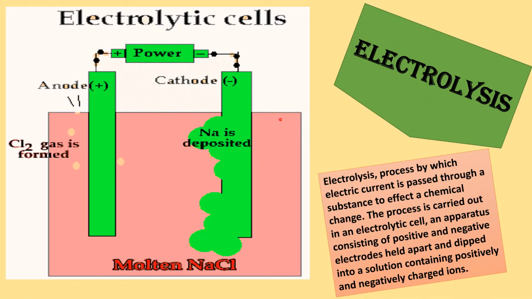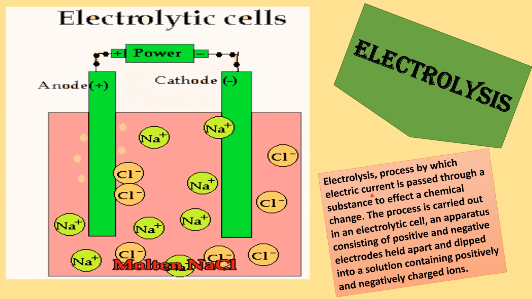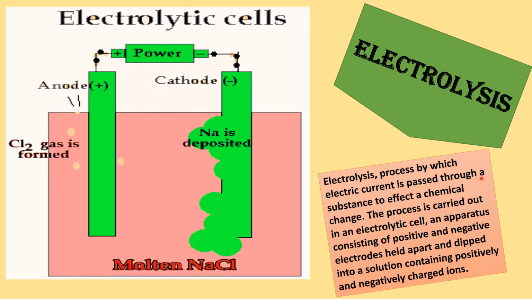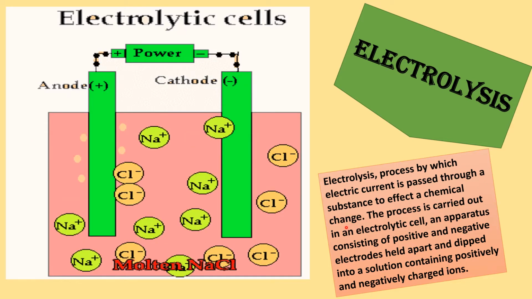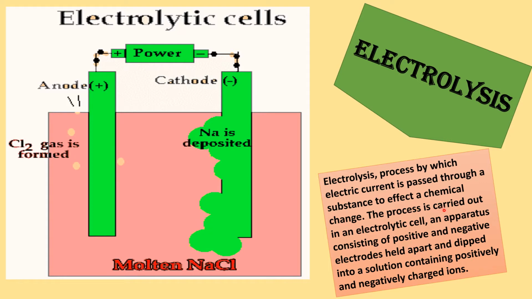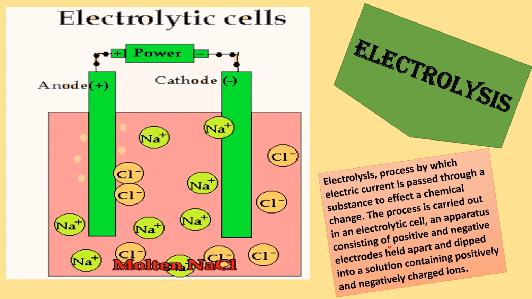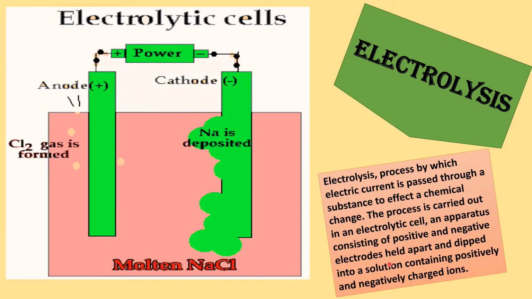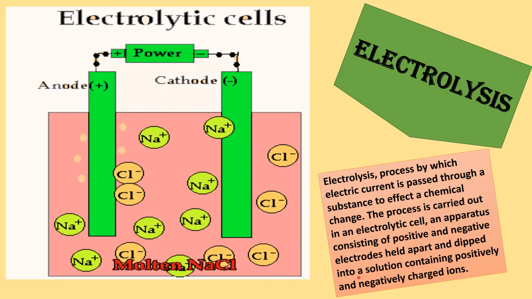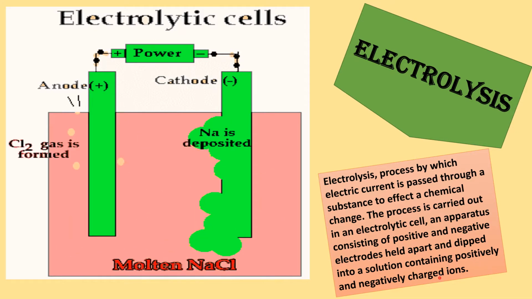First question is, what is electrolysis? Electrolysis is a process by which electric current is passed through a substance to effect a chemical change. The process is carried out in an electrolytic cell, an apparatus consisting of positive and negative electrodes held apart and dipped into a solution containing positively and negatively charged ions.